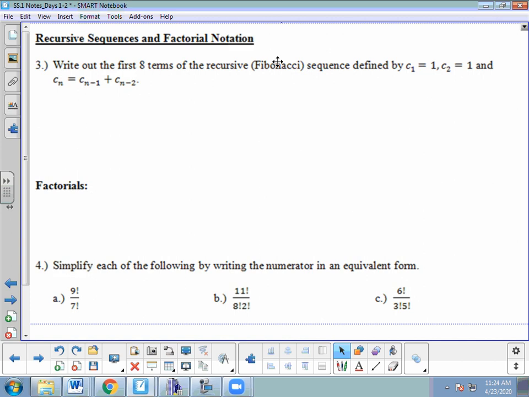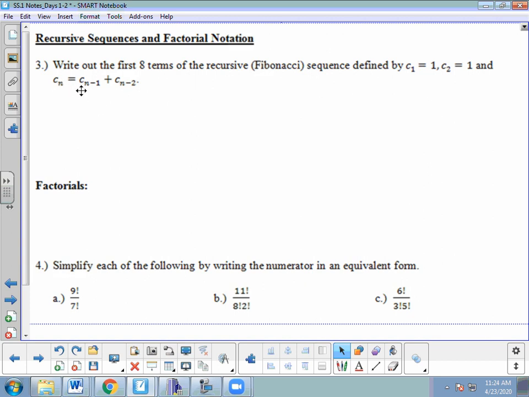So in problem number 3, it says write out the first 8 terms of the recursive sequence defined by C of n, where C of 1 equals 1 and C of 2 equals 1. And this is actually known as the Fibonacci sequence. It's, in terms of mathematics, one of the most famous sequences that exist. But we're going to take a look at this from an algebraic standpoint. Just finding terms. So the first 8 terms.